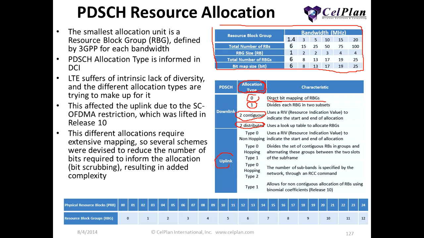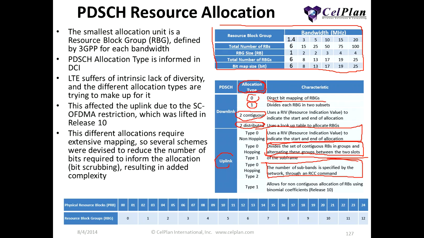In the uplink, there are even more allocation types. So we have type 0, that is non-hopping. It's also a start-stop using a RIV, resource indication value. Then I have type 0 hopping. It's not really the hopping that we would expect. It's a much simplified hopping. It basically hops between 2 slots, slot A and slot B in the subframe. And this is type 1.